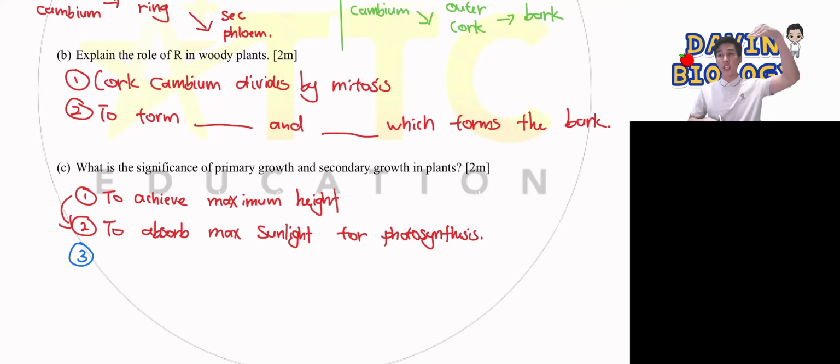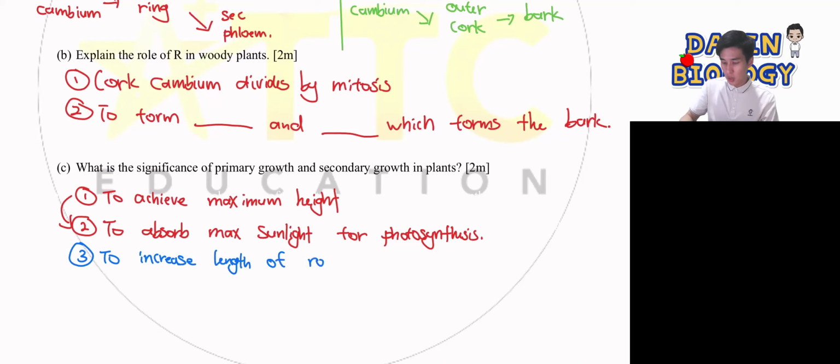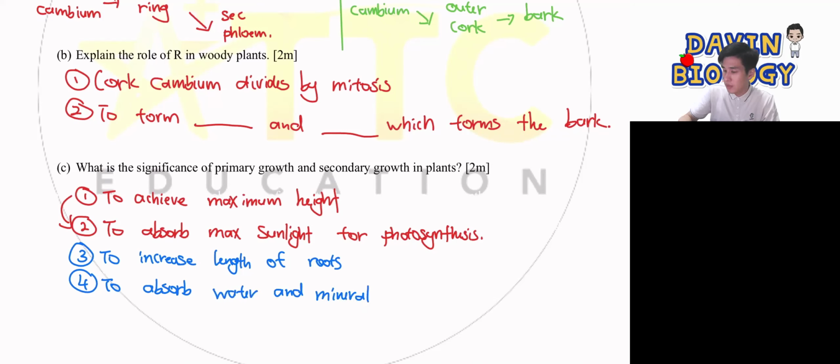Then another thing you can say is the roots. So other than height, for roots you can say it is to increase the length of roots. Obviously, roots go down, absorb water, absorb mineral salts, right? Easy. Absorb water and mineral salts. You also can say to provide mechanical support because as the roots go down, you have more surface area. The roots can grab onto the soil and provide support also. Okay, this is actually primary growth.